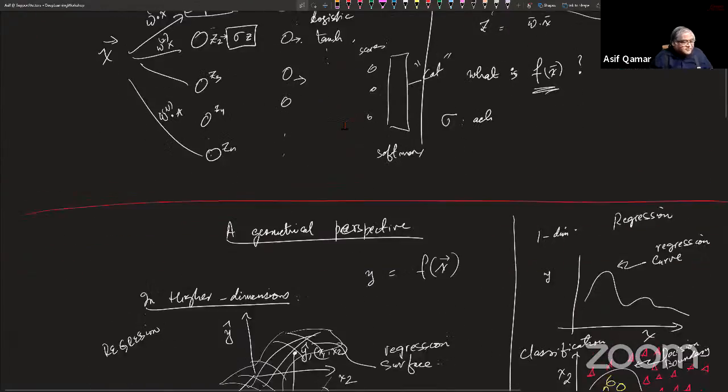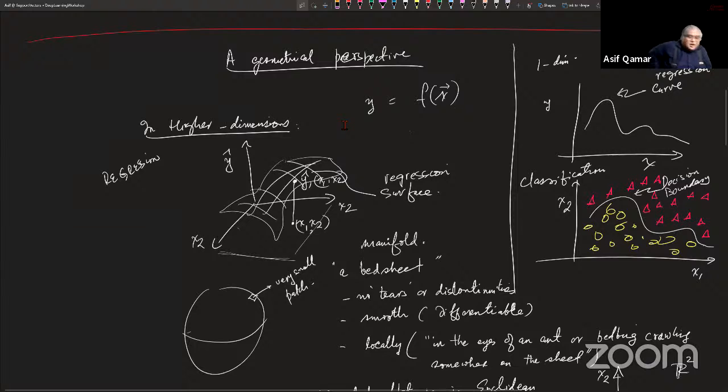I started with a very different geometric interpretation. I said that regression and classification, ultimately, find an embedding or a manifold in the feature space geometrically. Those things, rough intuition, are like bed sheets. Imagine that you are a bed bug or something like that. So locally to you, the world looks flat.